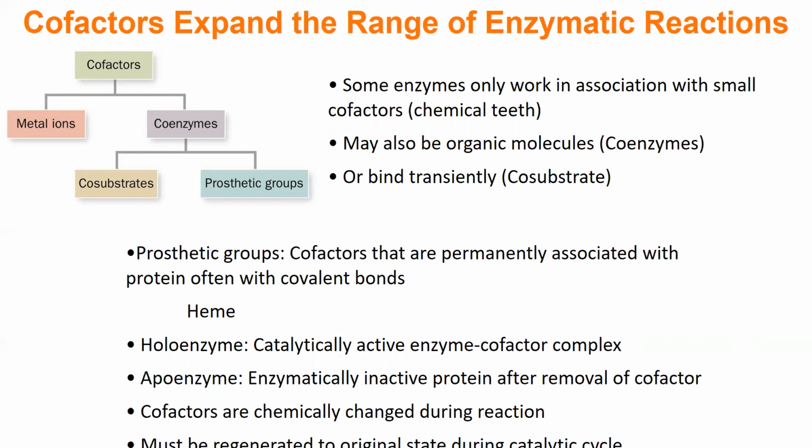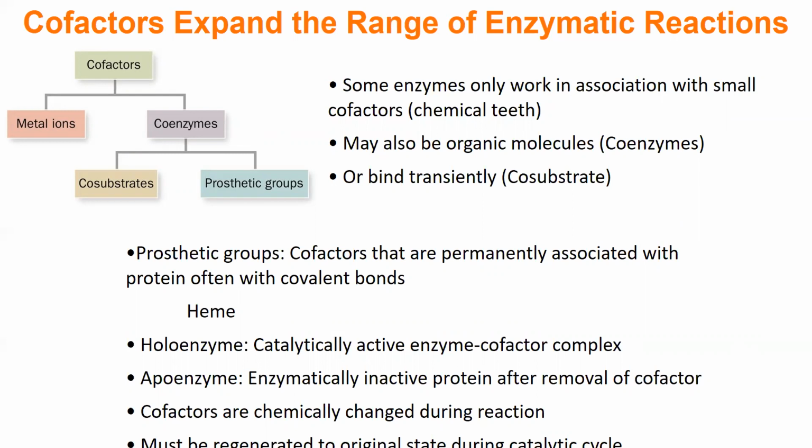And there's two types of cofactors. You have your coenzymes and metals, right? A lot of enzymes, especially those with DNA, will just have a metal ion as a cofactor. But if it's an organic molecule, we call that a coenzyme. And we have two types of coenzymes, the co-substrate and the prosthetic group. So the difference is, are you attached permanently or are you not?